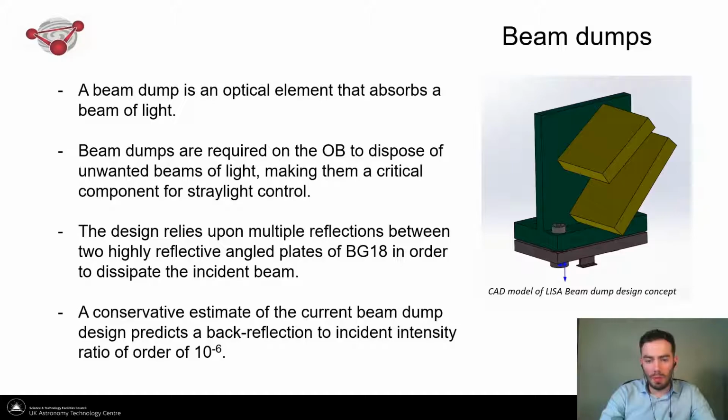Not all of the light is absorbed by the beam dump. Some will be scattered, resulting in a level of back reflection. A conservative estimate of the current beam dump design predicts a back reflection to incident intensity ratio of the order of 10 to the 6. Whatever the design, the performance will need to be verified by experiment, and that is why we require a backscatter measurement rig.